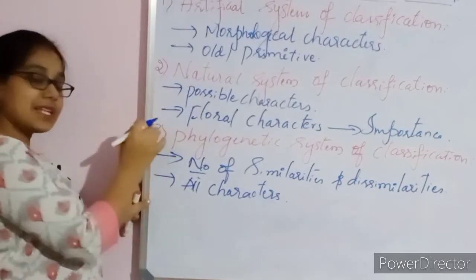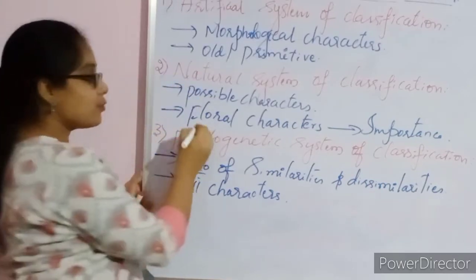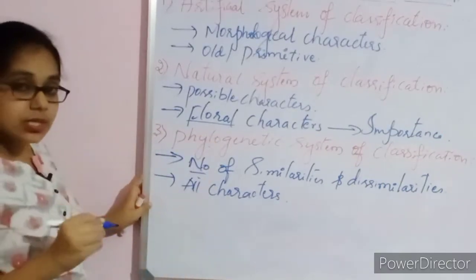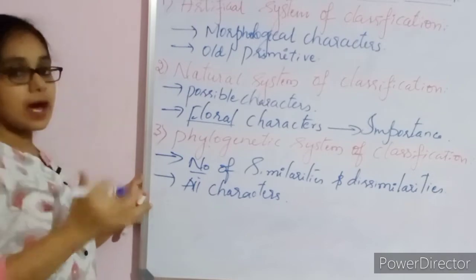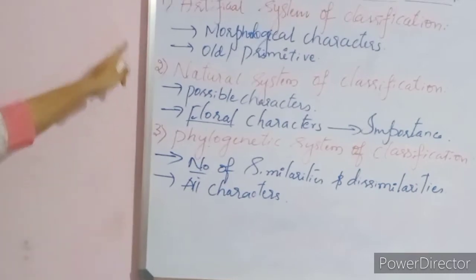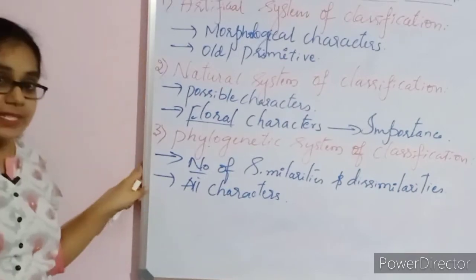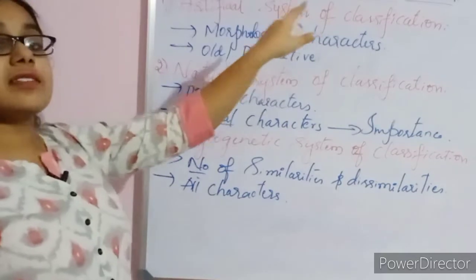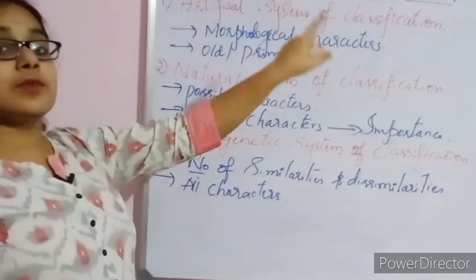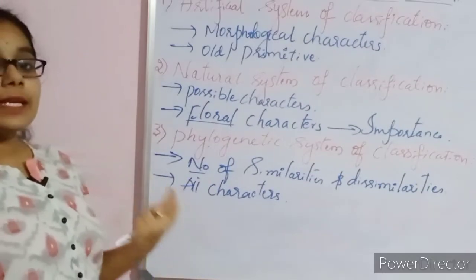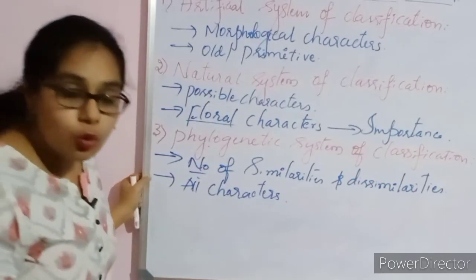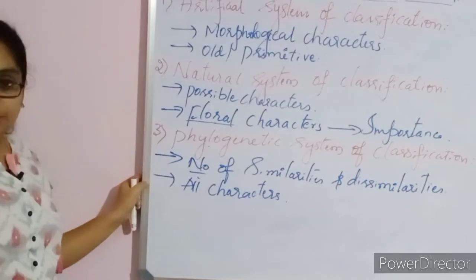But in the natural system of classification, they gave importance only to floral characters, whereas in the phylogenetic system of classification, they gave importance to all the characters. Okay, you have to remember this point as well. Clear? So here we have studied three different systems of classification. One is the artificial system of classification. Here morphological characters were taken into consideration for the purpose of classification, and this is also called old or primitive method of classification.